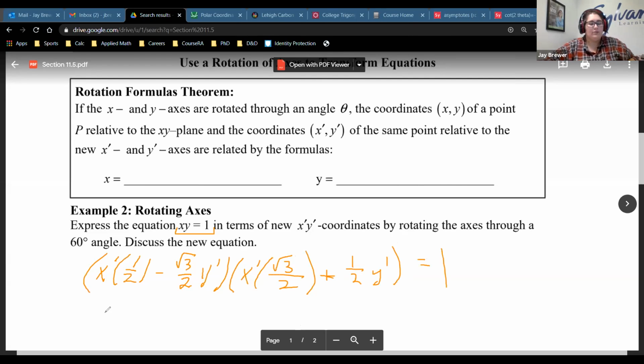Very good. Okay, so when you FOIL, you only have to worry about the first times the first and the last times the last. So the square root of 3 over 2 times 1/2 is going to give us the square root of 3 over 4, times x prime squared. That is not x to the 12th. That is x prime squared. Minus the same thing, square root of 3 over 4 y prime squared, equal to 1.